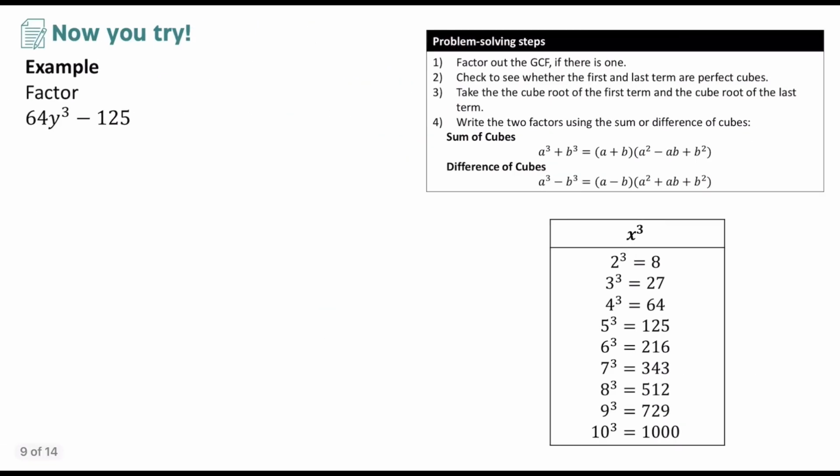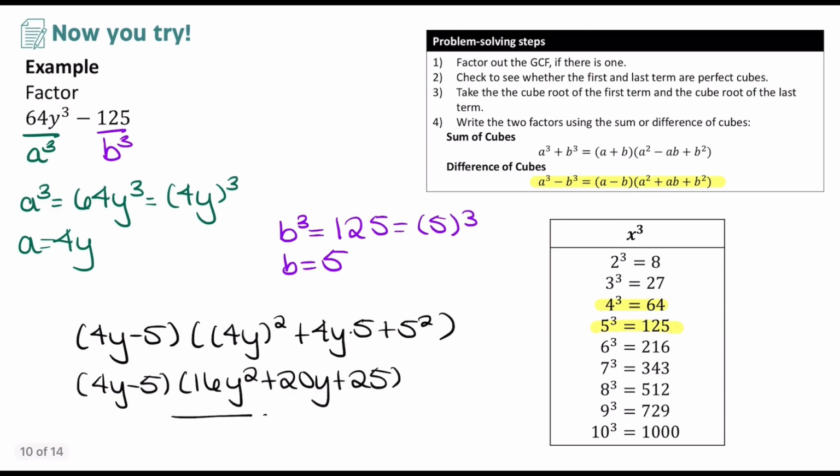So now you can go ahead and pause the video and try doing this example on your own. So here we have 64y cubed minus 125. 64y cubed is going to be 4y to the third power, so that means that a is going to be 4y. b cubed is 125, so we know that b is equal to 5.